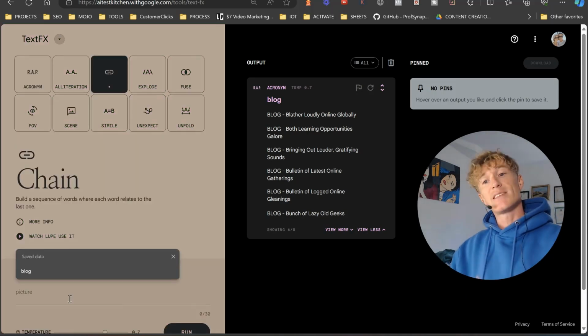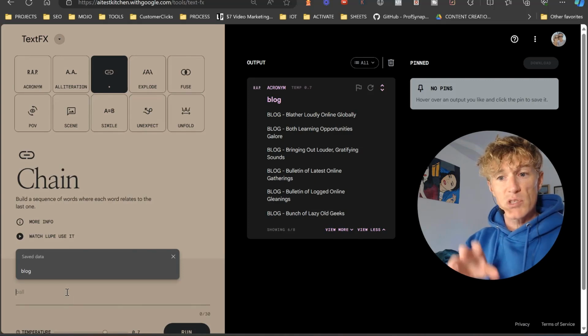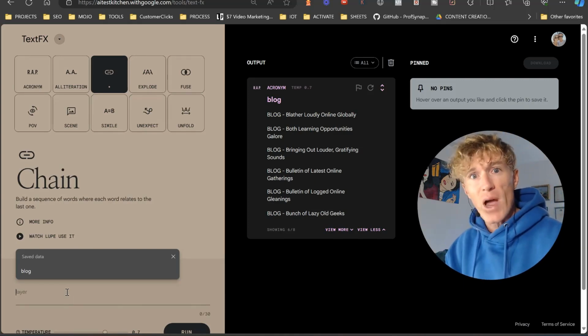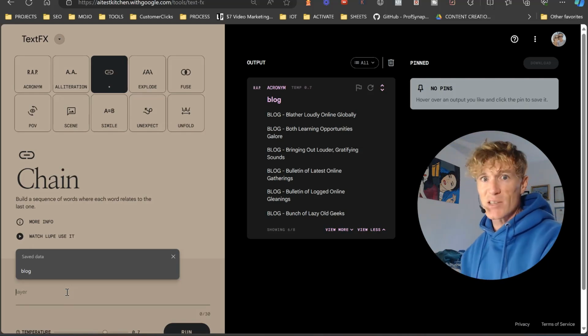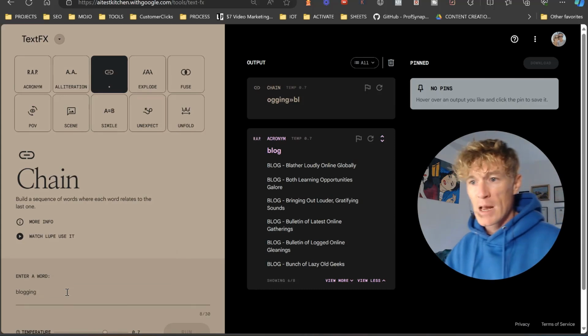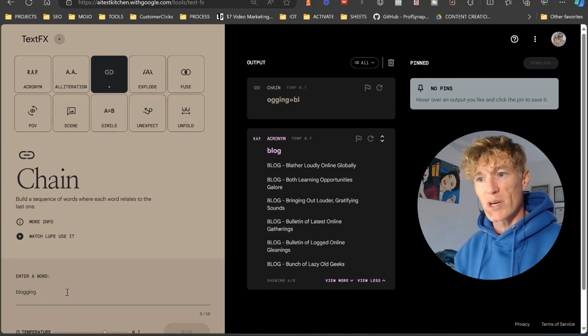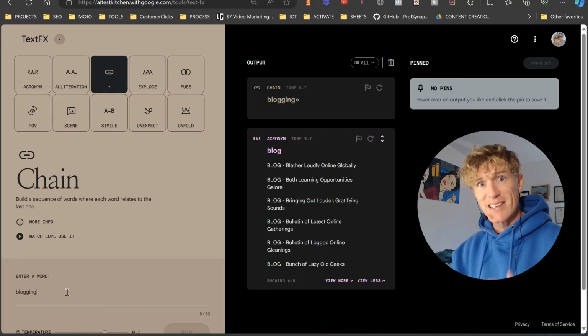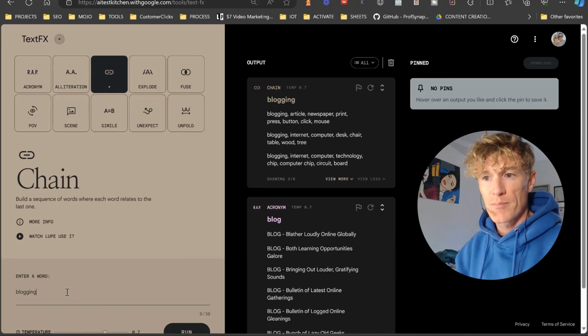Now what chain is actually good for, as you can see here, is build a sequence of words that are related to the last one. So this chain is great for finding related keywords like our latent semantic index keywords. So again, let's put in blogging. What it's going to do is go and find a chain of keywords associated with blogging that are related to the blogging term.